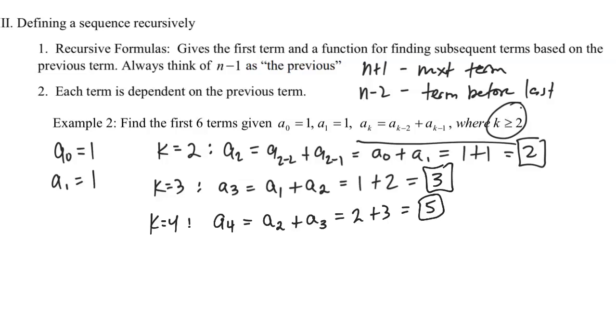I'm just looking for one more, so that means I'm going to let k is equal to 5, and so that's going to give me a sub 5 is equal to a sub 5 minus 2, which is 3, plus a sub 5 minus 1, which will be 4, and a sub 3 and a sub 4 were already found, and so this is going to be 3 plus 5, which is equal to 8.